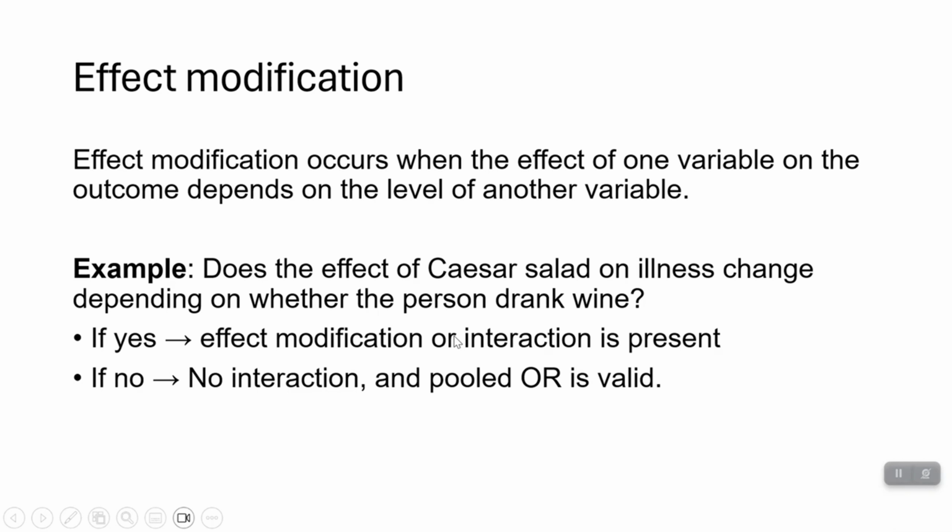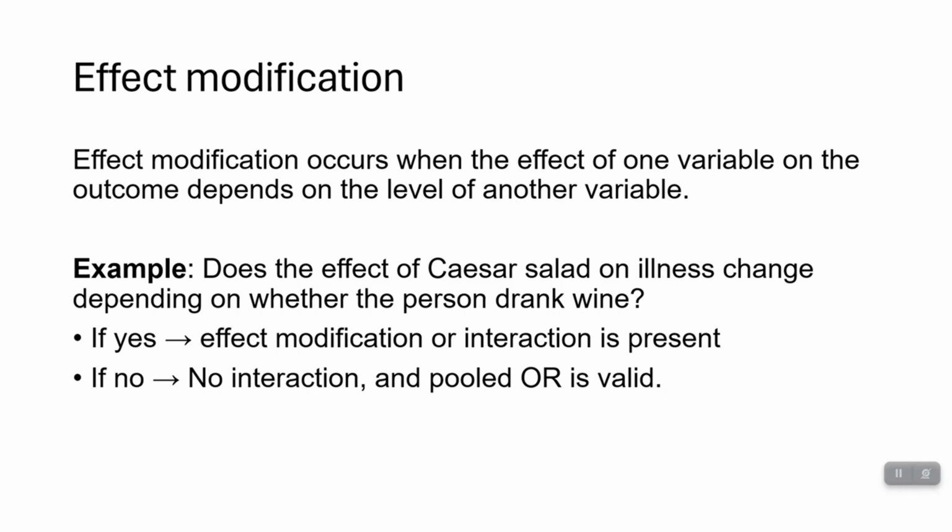Now let's talk about effect modification or interaction. Effect modification occurs when the effect of one variable on the outcome depends on the level of another variable. For example, does the effect of Caesar salad on illness change depending on whether the person drank wine or not? If yes, effect modification or interaction is present. And if there is interaction, it means the effect of Caesar salad on illness is not the same for the wine drinkers and non-wine drinkers.